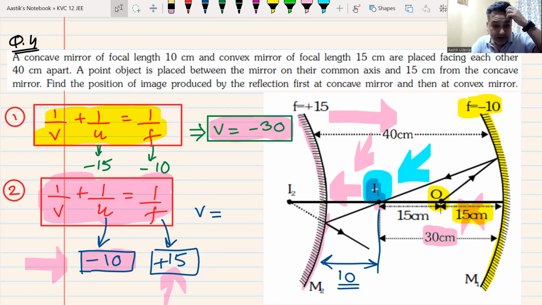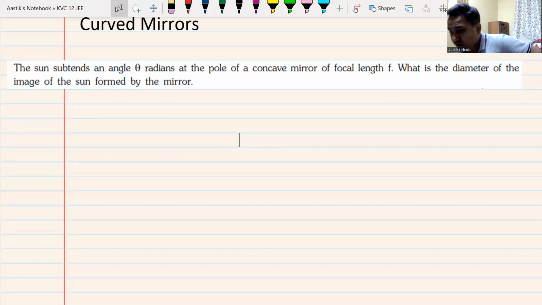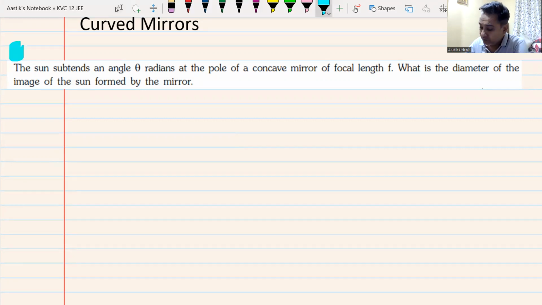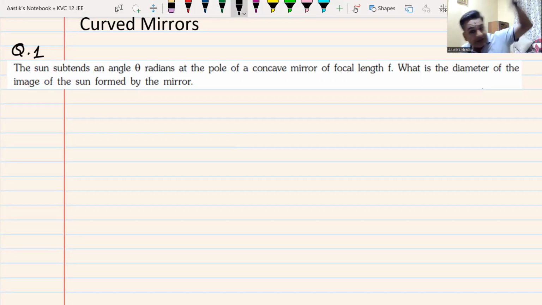So this is the question coming up for you. It's a very simple, short question; it can come in JEE Main as well as JEE Advanced. The angle the sun subtends is theta at the pole of a concave mirror. The focal length of the concave mirror is given as f. What is the diameter of the image formed by the mirror? We're taking the image of the sun.